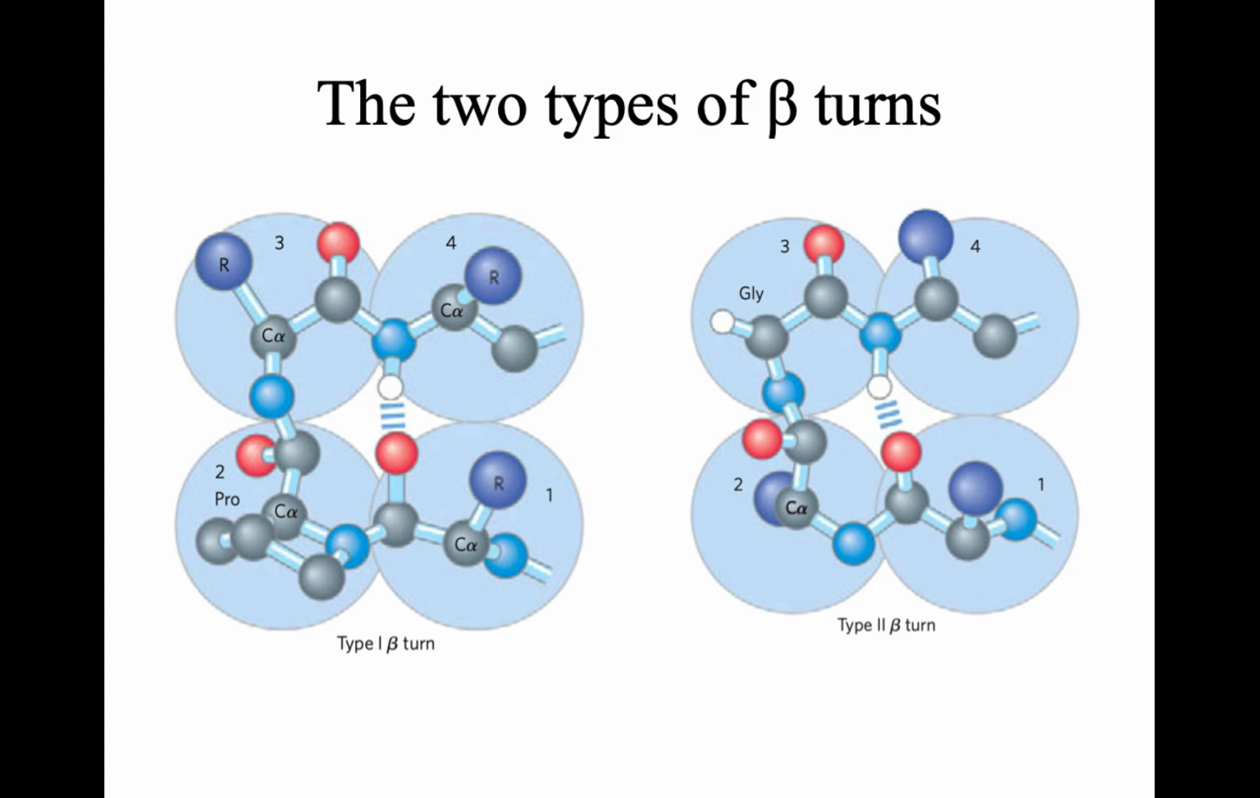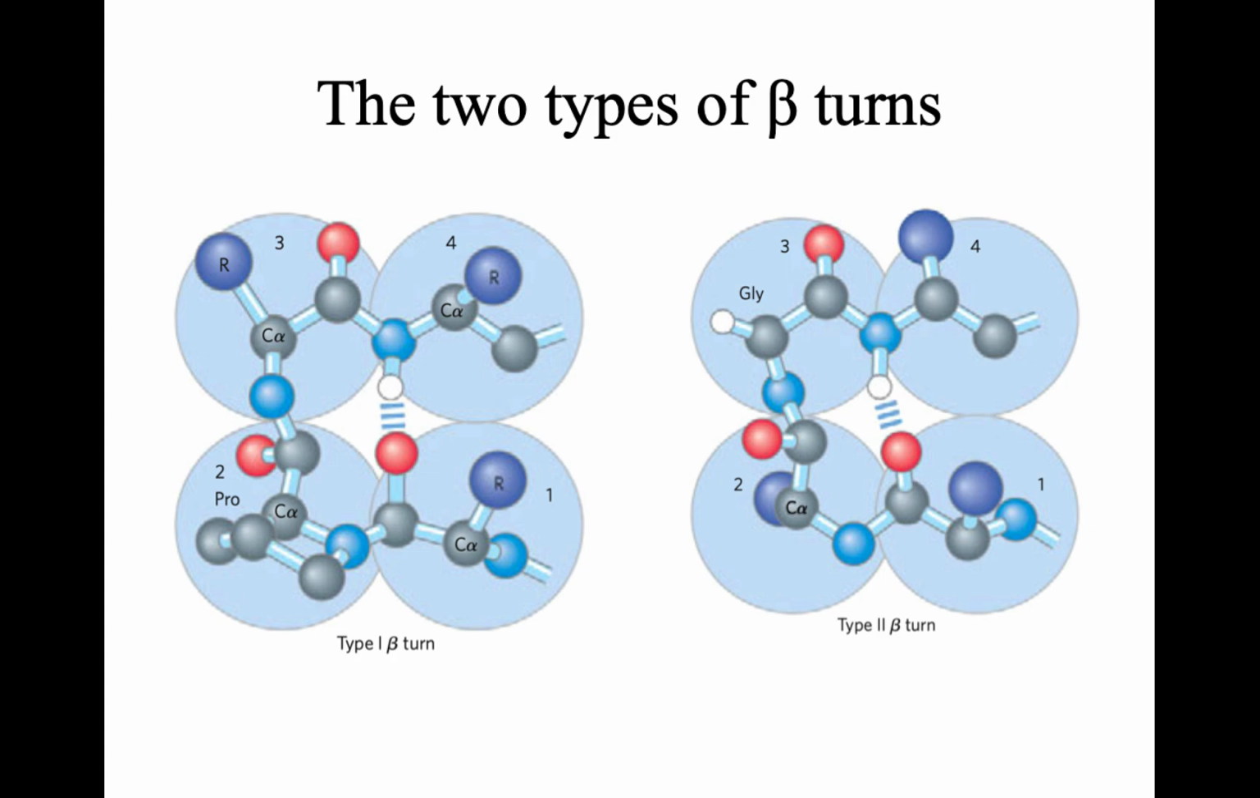And as I told you earlier, the hydrogen bond is formed between the first amino acid residue and the fourth amino acid residue, both in type 1 beta turn and in type 2 beta turn. In the type 1 beta turn, in the second position, proline is there, and in the type 2 beta turn, in the second position, glycine is often seen. And as I told you, this classification is because of the differences in the dihedral angles of the second and the third amino acid residue.